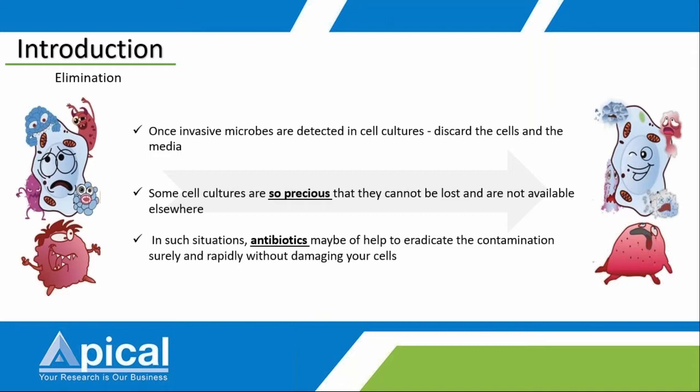For example, a stable clone selection, a cell line derived from any explanted tissue, or even primary cells. These cells are very precious because once you have lost them, you don't have the resources to get back the same cell lines. To recover such cell lines, you can use antibiotics. Now, antibiotics can only eliminate bacteria and fungi.